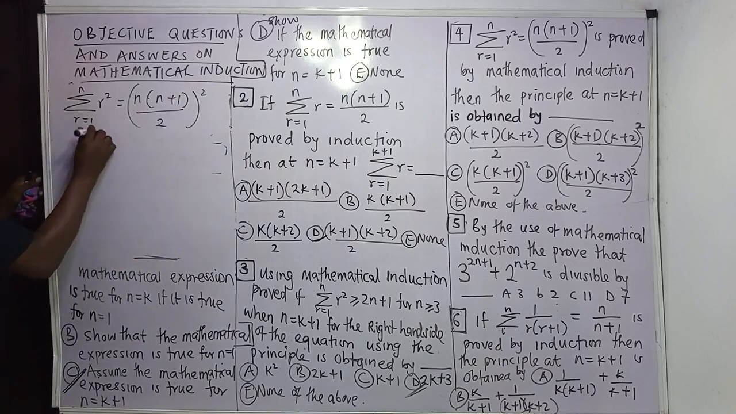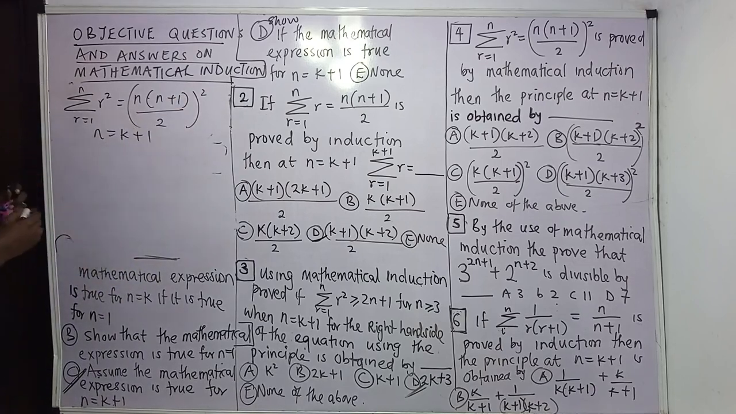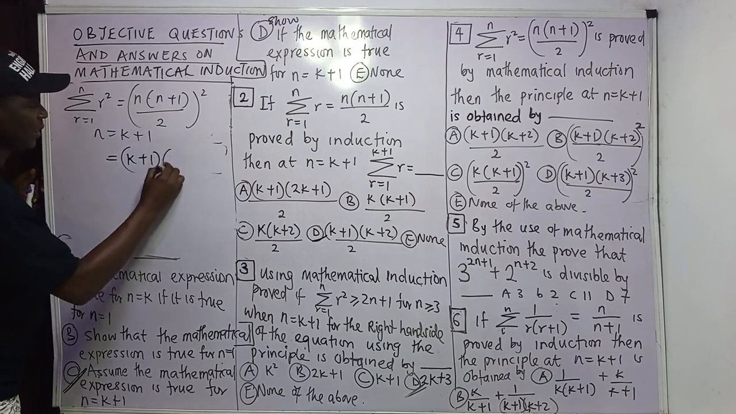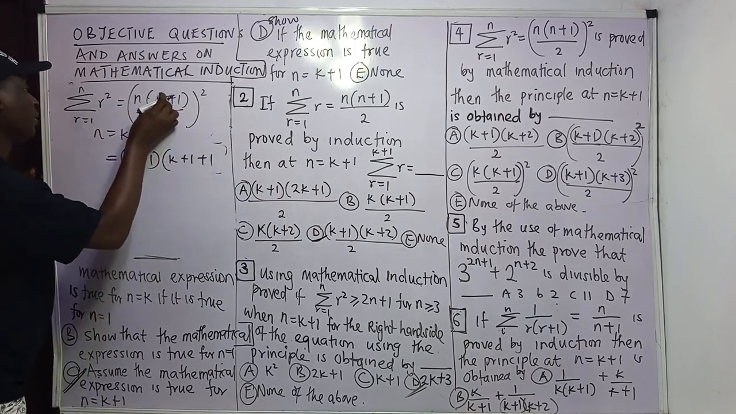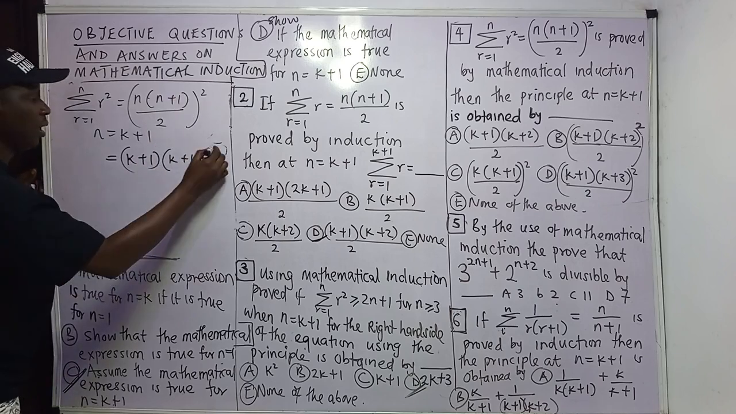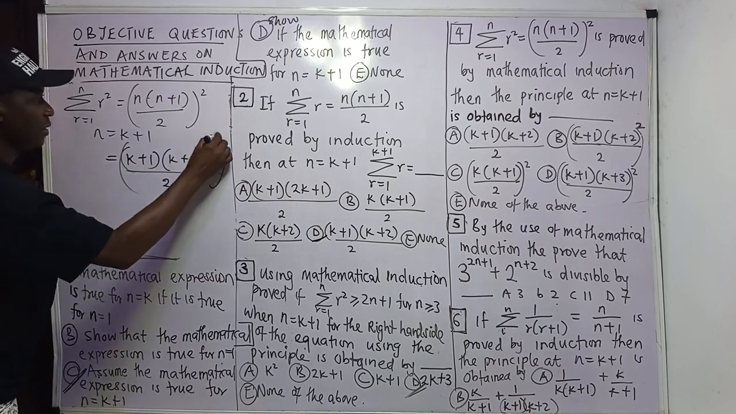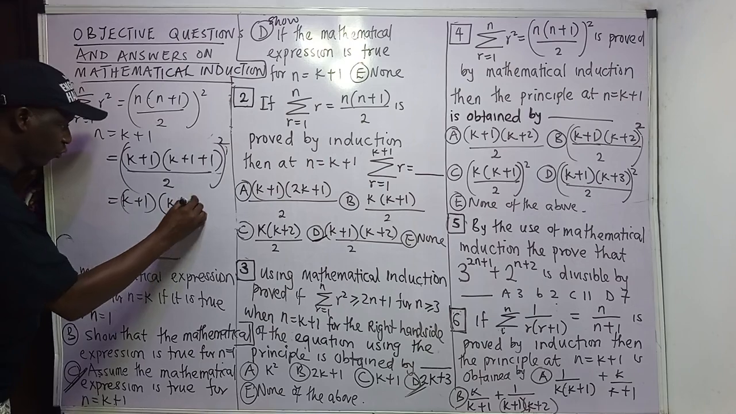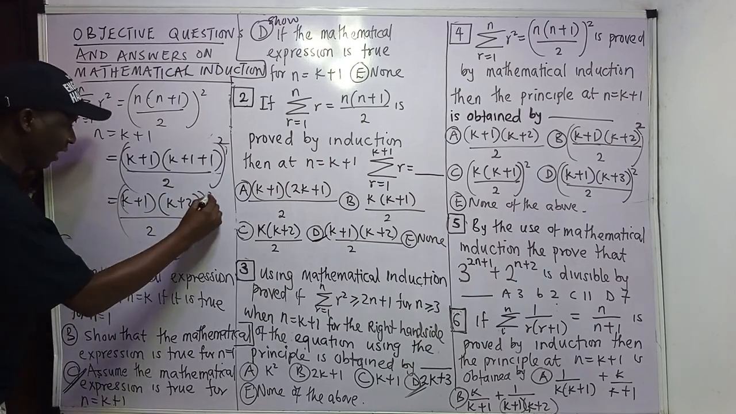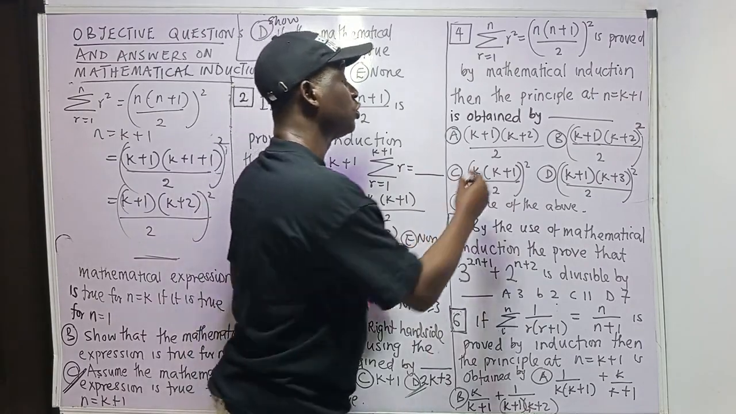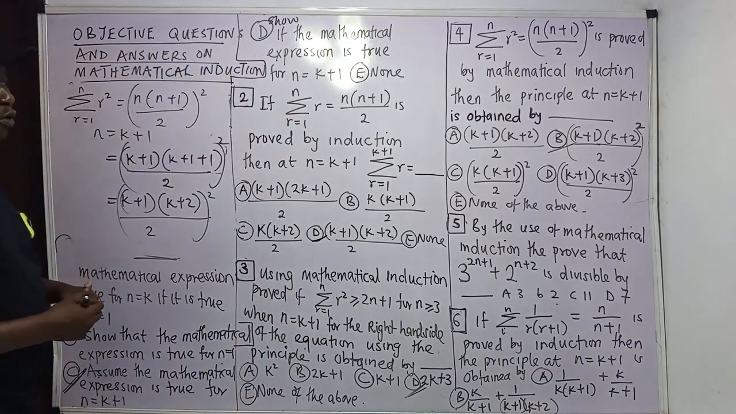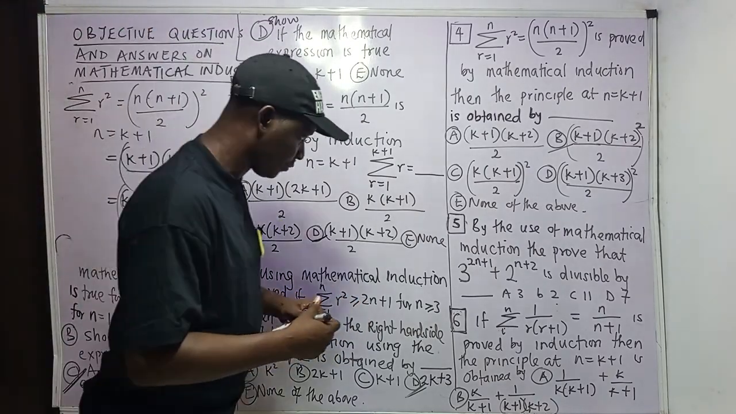What we're going to do is put our n equal to k plus 1 into the expression on the right hand side, because that contains n. So I have k plus 1 into bracket k plus 1 plus 1 all over 2, all squared. We break it down, we would have k plus 1 into bracket k plus 2 all over 2, all squared. I think that should be in the options, which is option B, which is k plus 1, k plus 2 all over 2, all squared. Option B.